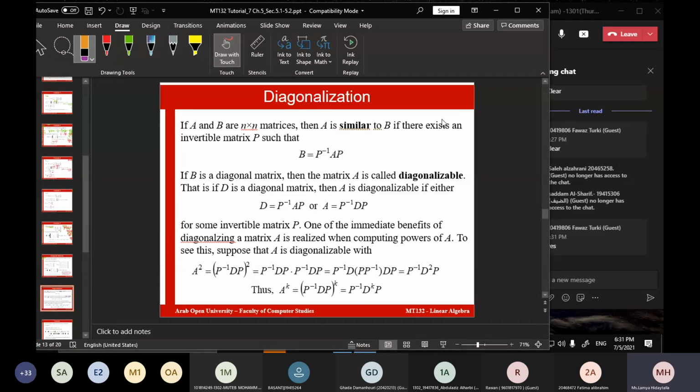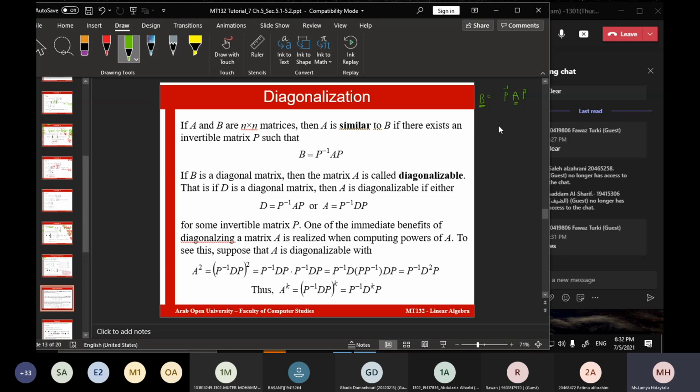Now we want to know what we mean when we say that matrix A and matrix B are similar. What does that mean? We say that A and B are similar, and these two matrices are n by n, the same size, 2 by 2, 3 by 3, or whatever, if we could find a matrix P such that P inverse times A times P gives me this B.